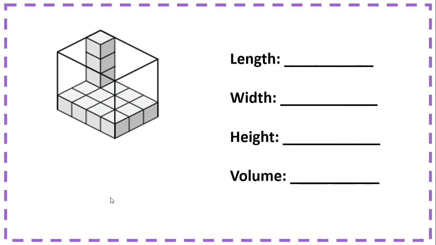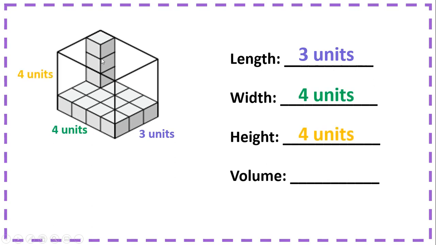Let's try this next one. Here, the length is 3 units, 1, 2, 3. The width is 4 units, 1, 2, 3, 4. And the height is 4 units. We can see these top 3 units or top 3 layers, and then we know there's another unit cube at the bottom to complete the bottom base. So we're going to use length times width times height to find our volume.